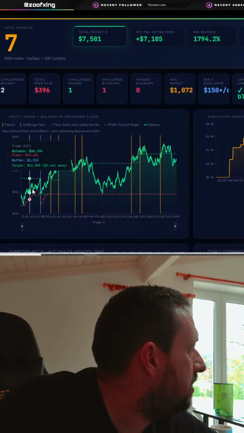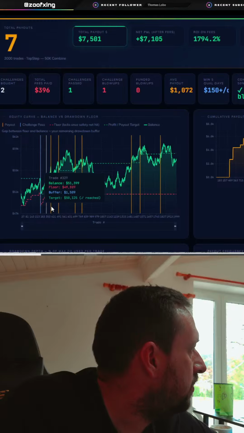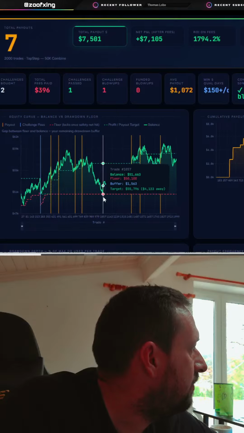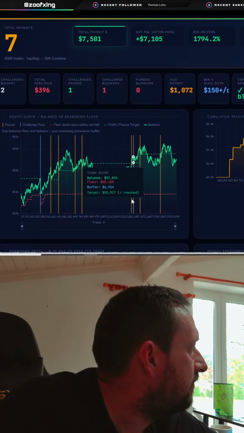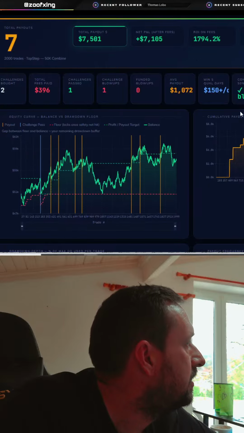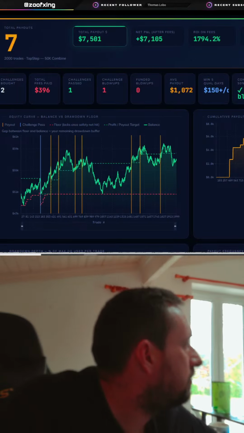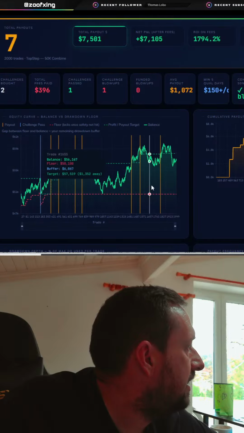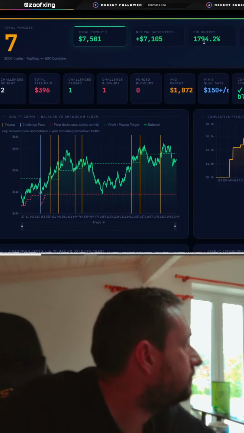Yeah, so we can see we passed our challenge here. Then we start again on a new account. We went straight to a payout, second payout, third payout. We had a massive rundown, almost tagged the floor, came back and hit profit, hit payout, and so on. So it automatically lays out the journey for you.